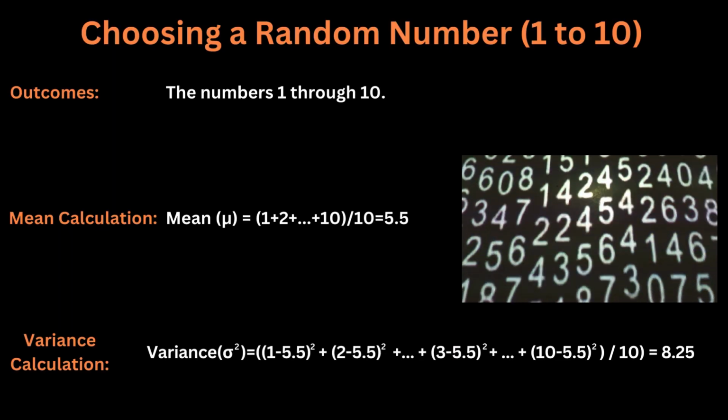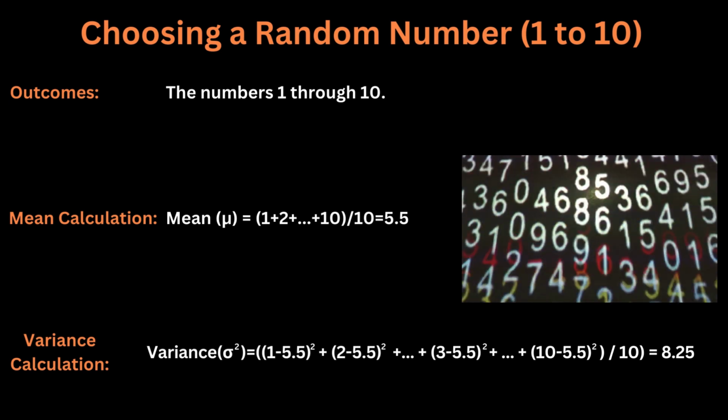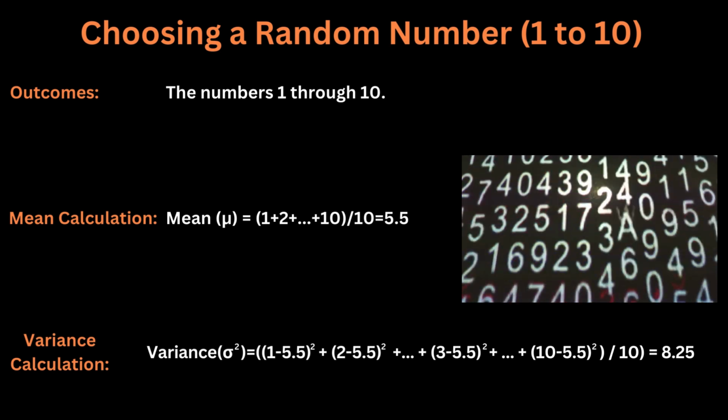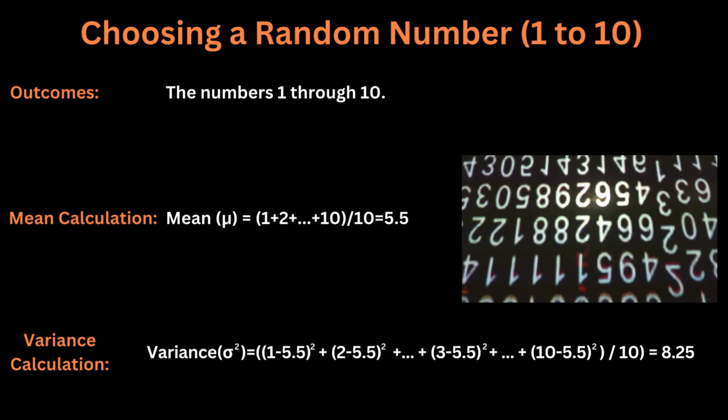Now let's take the third example. Choosing a random number from 1 to 10. Outcomes are the numbers 1 through 10. Mean is computed from all the values. First of all, in the numerator, 1 plus 2 plus 3 plus till 10, divided by the total number of values, which is 10. If we solve this equation, we will get 5.5.